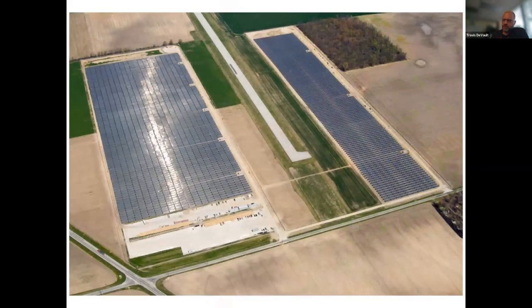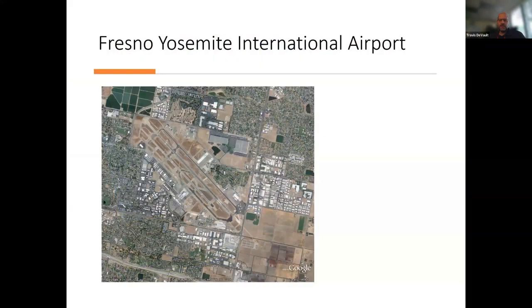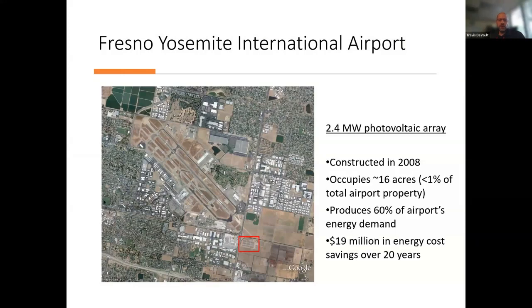This is something that's been happening quite a bit over the past 10 to 15 years. This type of site, where you have photovoltaic solar arrays around airports, is becoming really common. One example I like to give is Fresno Yosemite Airport. They have a 2.4 megawatt photovoltaic array they built in 2008. It only occupies 16 acres, so that's less than 1% of the total airport property, but it produces 60% of the airport's energy demand and saves them about $1 million a year. So you can imagine this is really attractive for some airports.